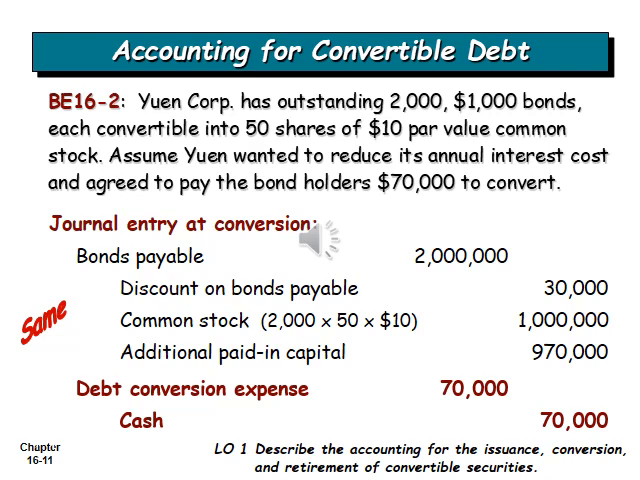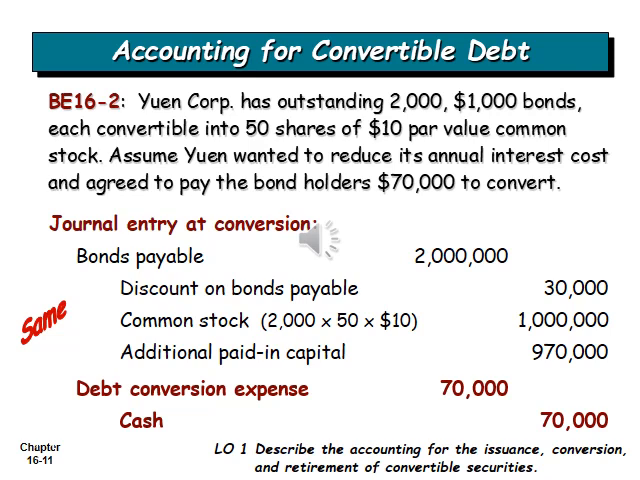Now let's take this example. It's the same information as in the example before, except that the company, to encourage the bondholder to convert the bonds into common stock, agreed to pay the bondholder $70,000 to convert.